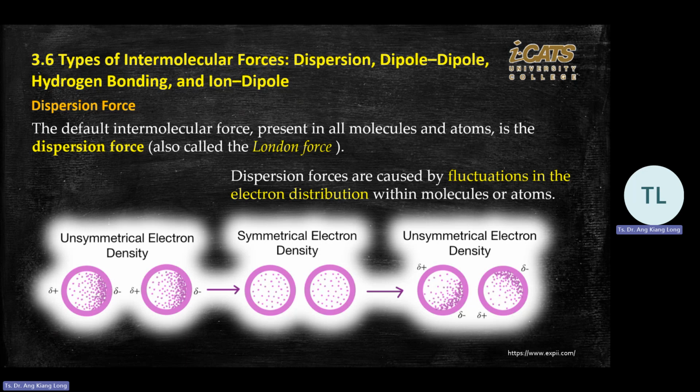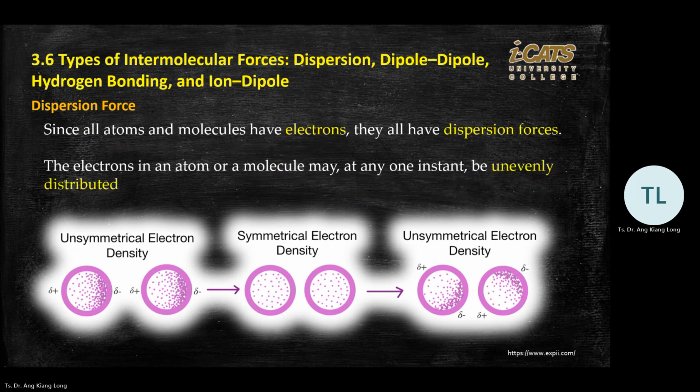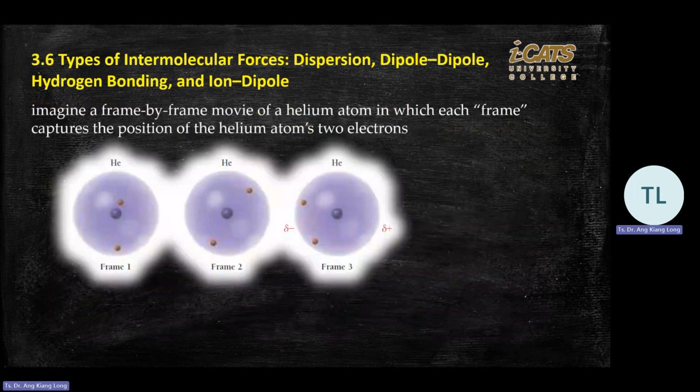So for this dispersion force, the main keyword is electron distribution. So this one you read. Here we have a helium, and this orange dot is an electron. You know that electrons can move any place they want to go, but in orbit form.